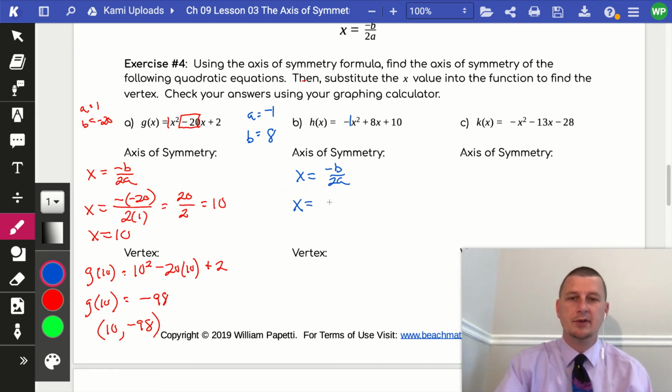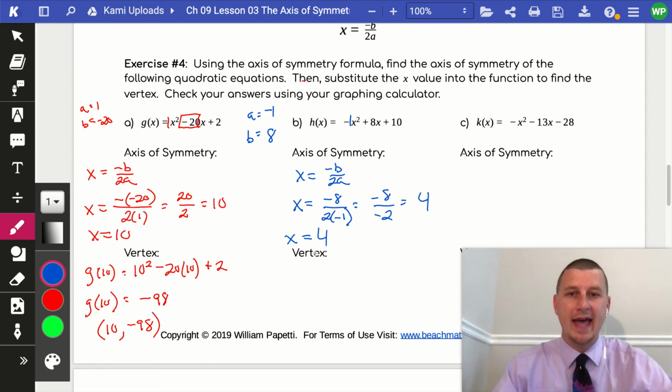So let's substitute into that formula. So we're going to have negative b, so negative 8, divided by 2 times negative 1. That's going to be negative 8 divided by negative 2, and that's going to give us an x value of positive 4. So our axis of symmetry is x equals 4. Now we want to use that to our advantage to find the vertex.